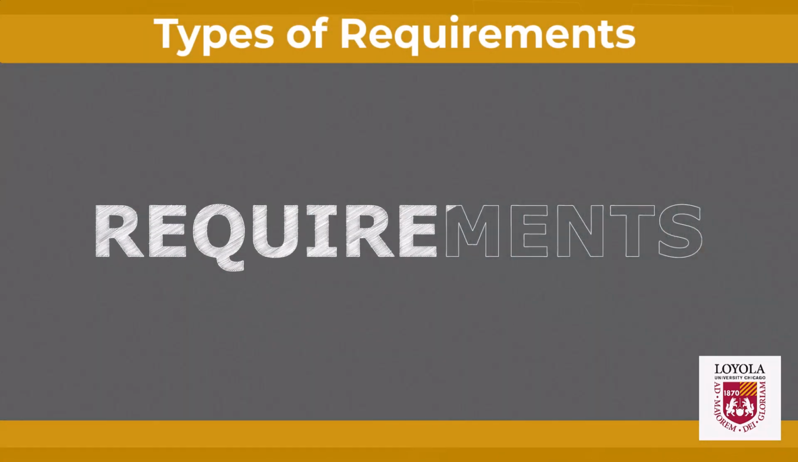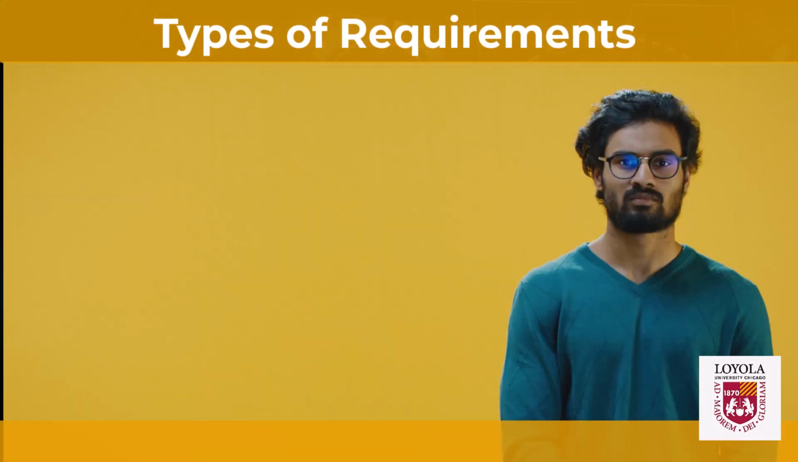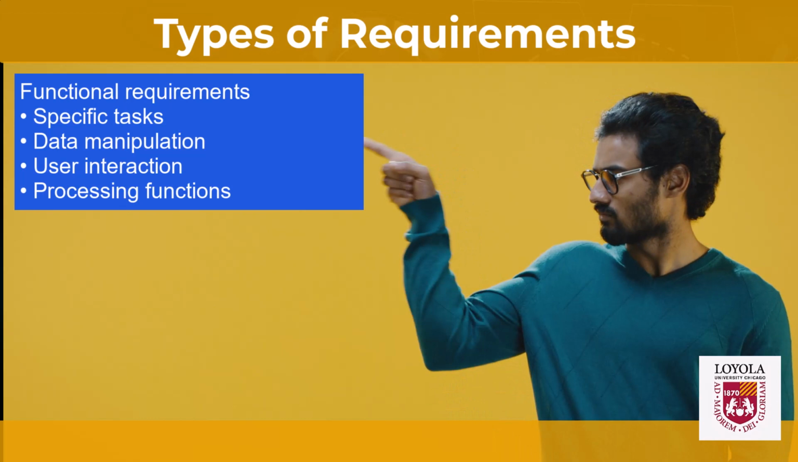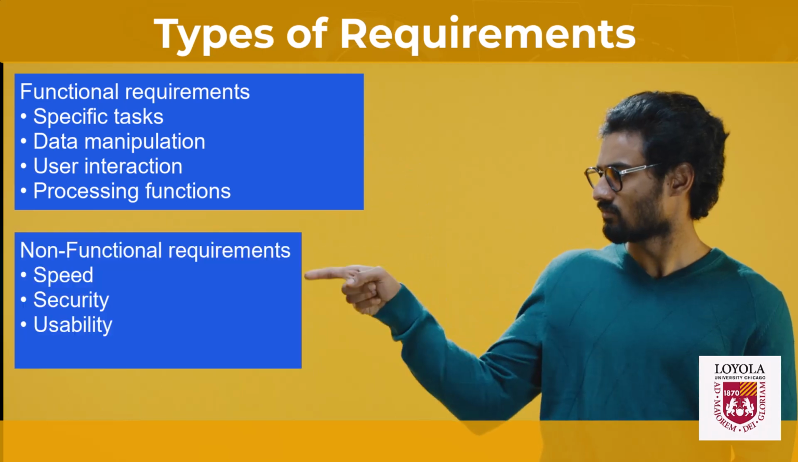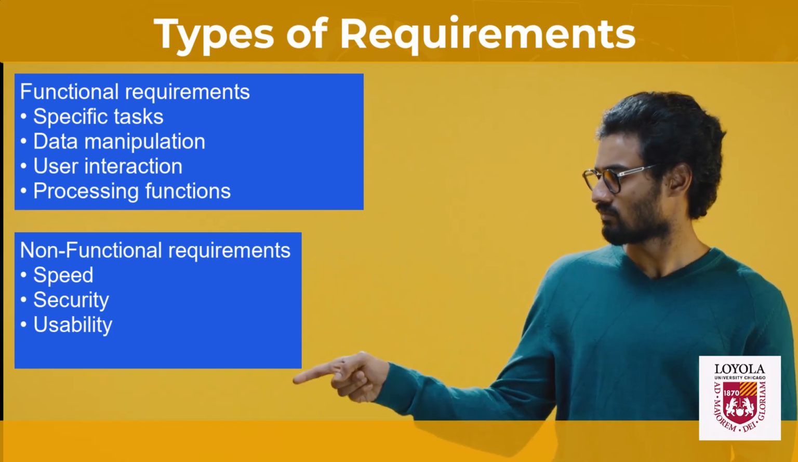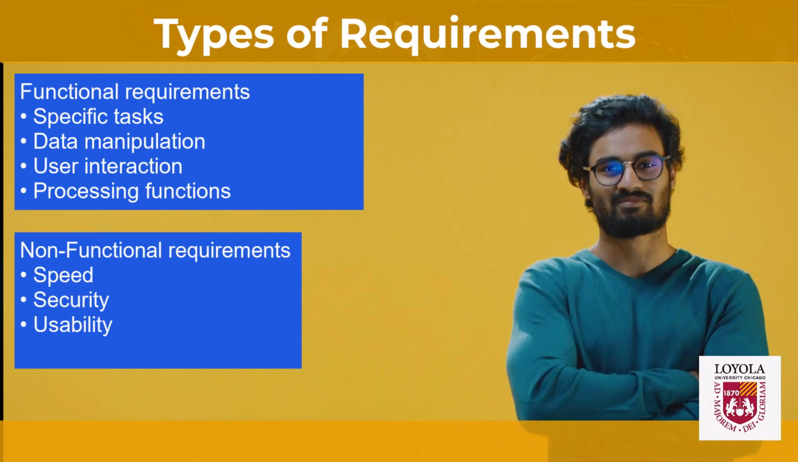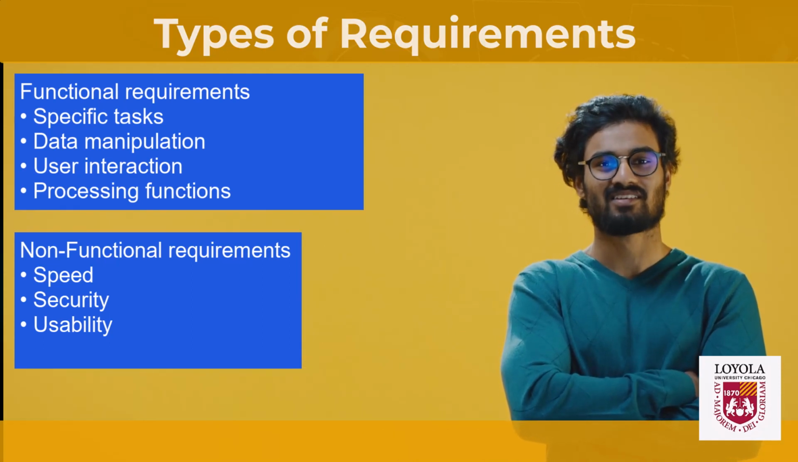Let's talk a little bit about the types of requirements. Functional requirements detail the specific tasks that a software will perform. This includes data manipulation, user interaction, and process functioning. Now there are non-functional requirements, which focus on the performance attributes of a system, like speed, security, usability, and so on. They often come from the expectations of users and reflect the system's quality.